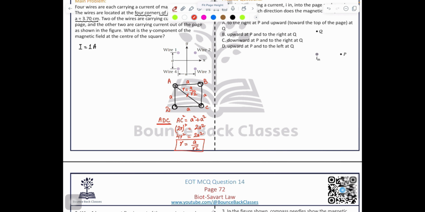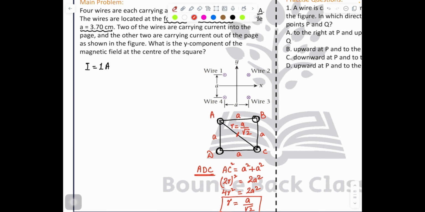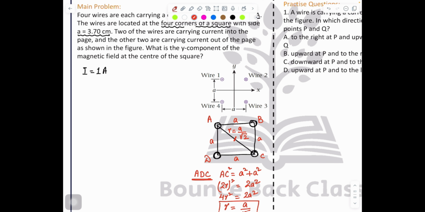Okay. Now we need to use this. Two wires are carrying current into the page. We have dot outside, cross inside, and the other two are carrying current out of the page as shown in the figure. What is the y component of the magnetic field at the center of the square? So guys, you need to solve it one by one. If you solve one case, all cases are simple.